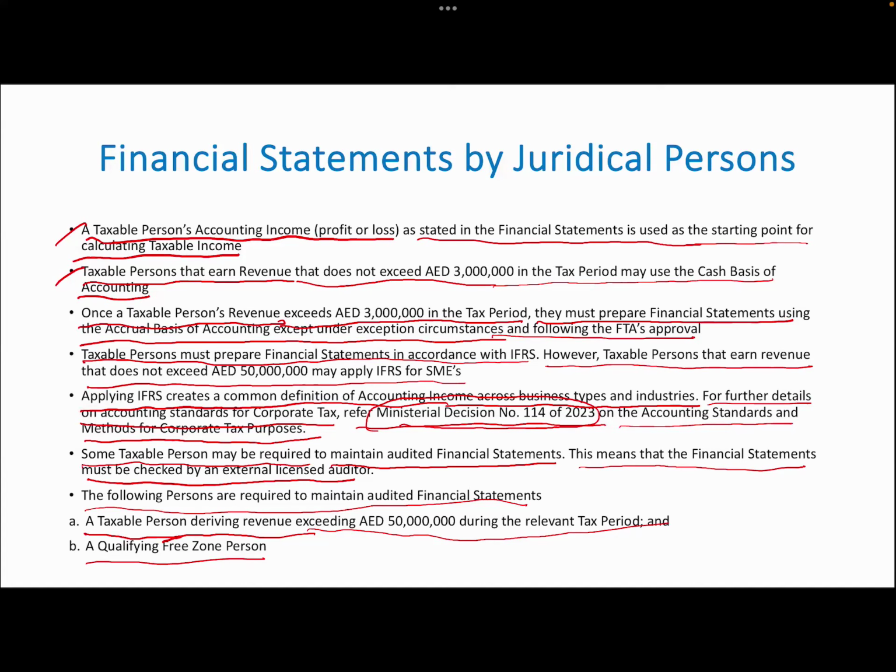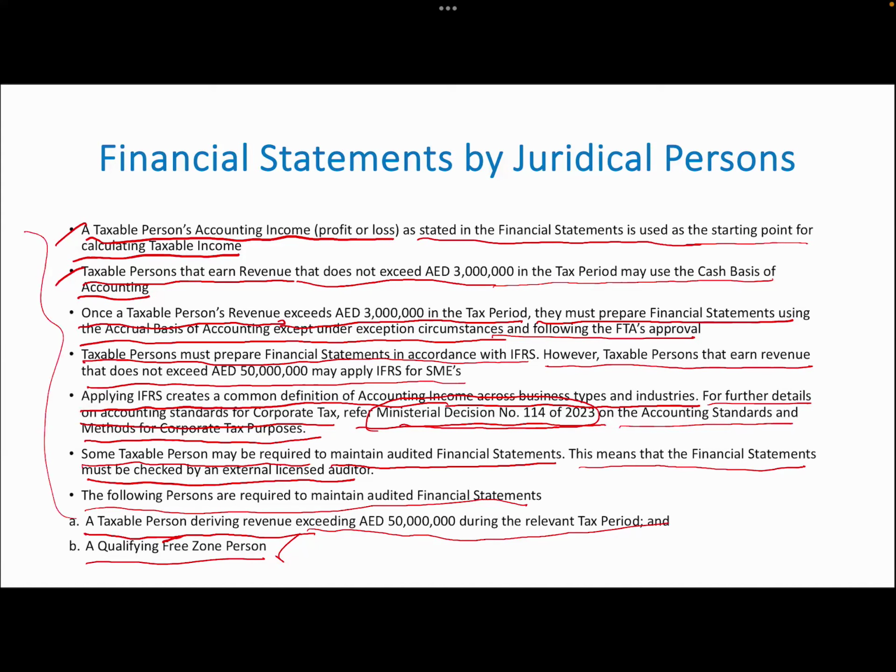Now, when it comes to a qualifying free zone person, regardless of whether they exceed 50 million or not, they compulsorily have to maintain audited financial statements, and they're also required to follow the full IFRS. Okay. Now, what did we learn from this slide?